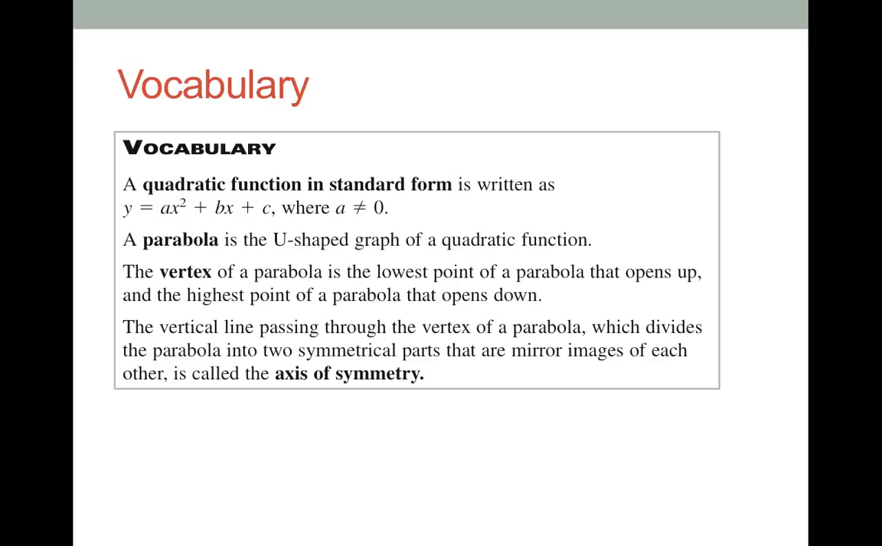And then we also know that parabolas have symmetry, that you could draw a line right down the middle of the parabola, and the left side would be a mirror image of the right side. And so that line that you can draw down the middle is called the axis of symmetry. And the nice thing is we always know that the axis of symmetry always has to go through the vertex. So that's a helpful piece of information that we can use to our advantage.